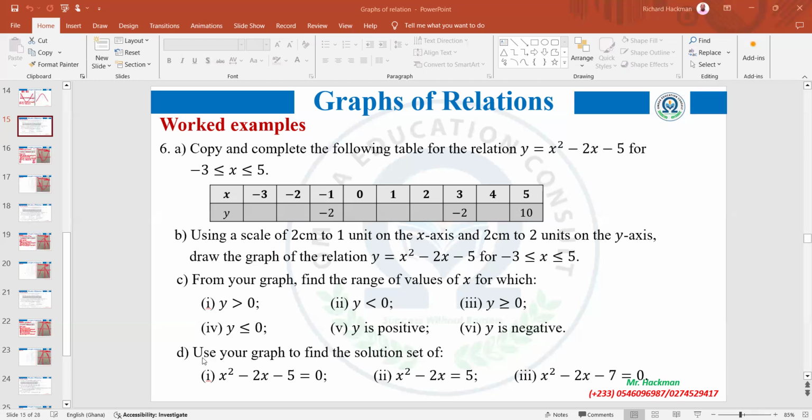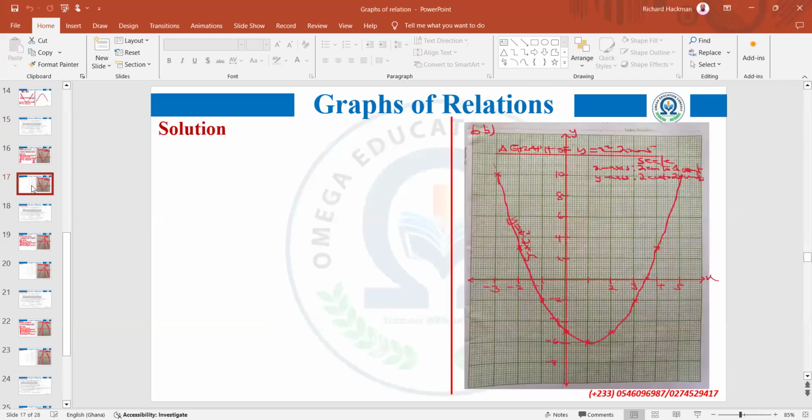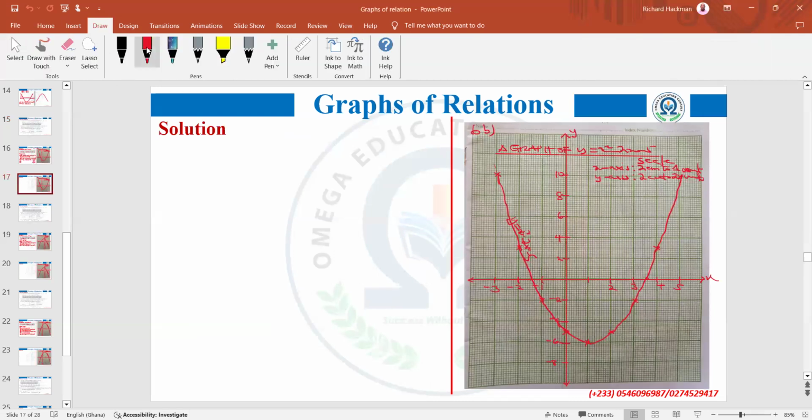So quickly, let's look at D. Solution to D. Let me change the color of mine and work with the red. So D, this is what you do.